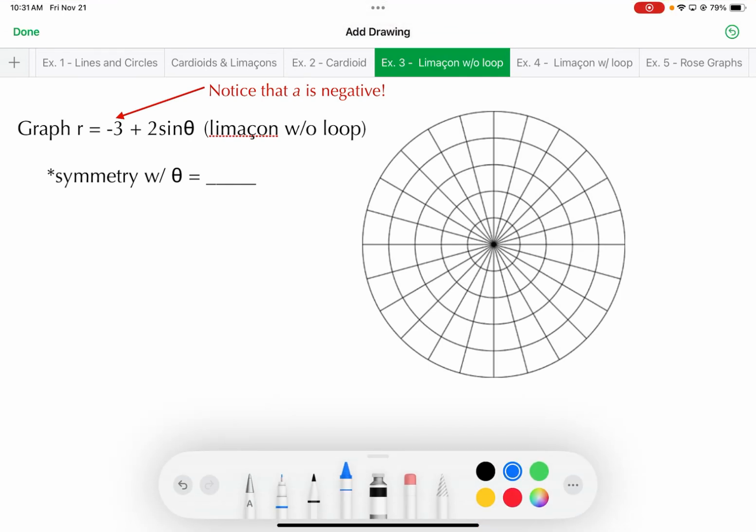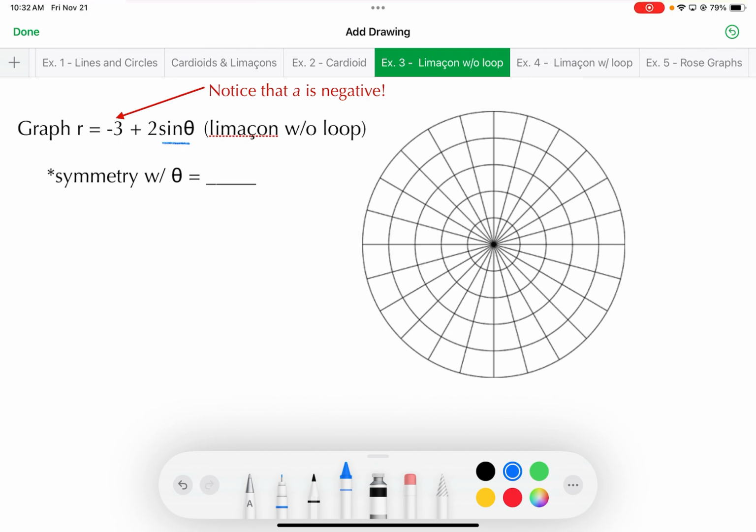Okay, so here, just looking at that equation, I can tell it represents a limacon without a loop. When I compare, now I have to compare the absolute values of these two. So the A value is -3, but its absolute value is 3. That is larger than the B value of 2. Okay? And when we're all done, we'll see how that negative affects the graph here, if at all. All right?